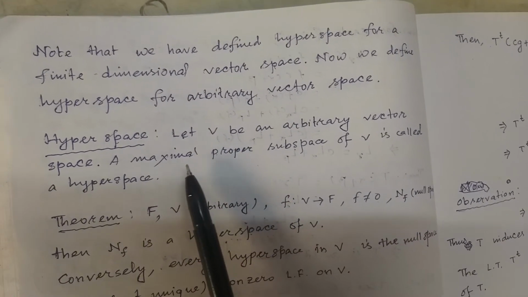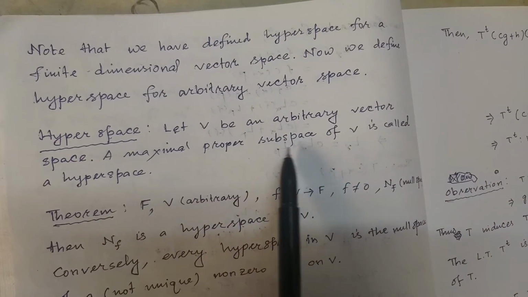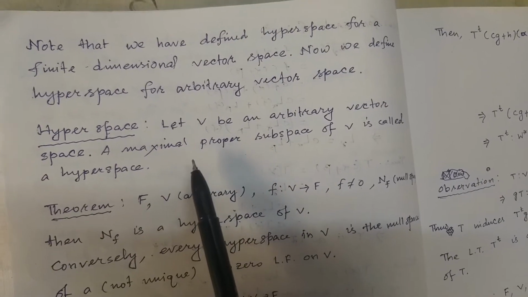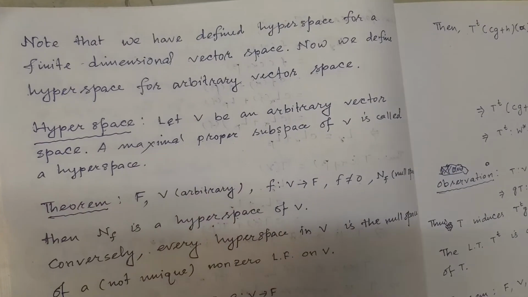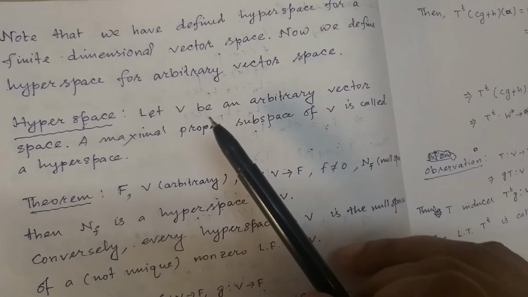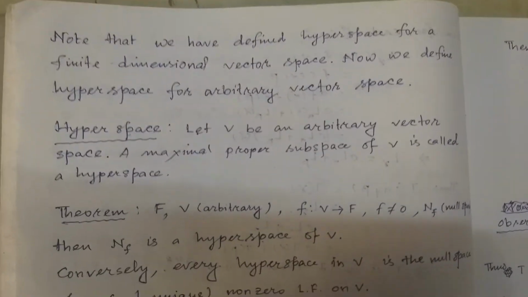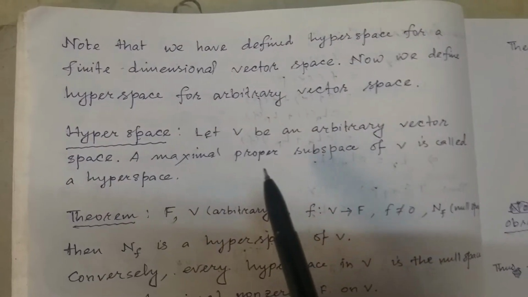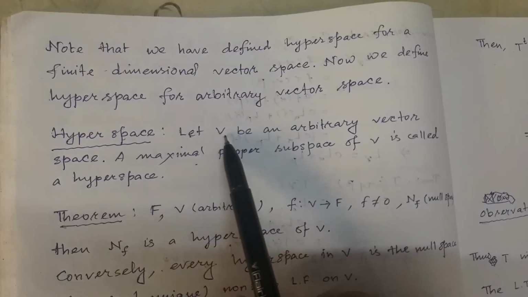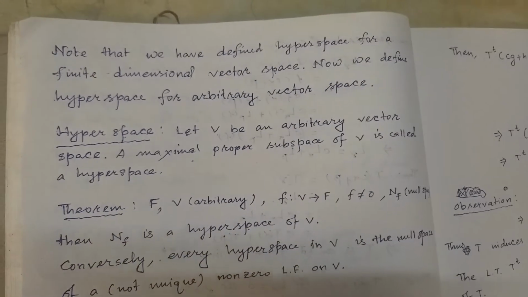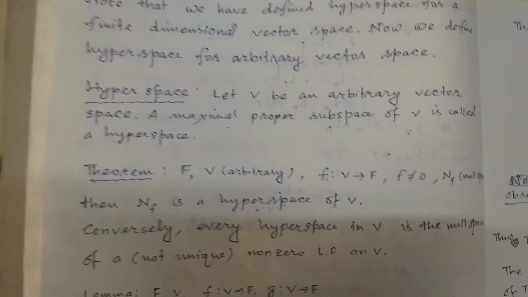That means V is a vector space. If W is a maximal proper subspace, then any other subspace Z containing W will be either equal to W or equal to V. Okay, you heard this term from maximal ideal. That means there is no subspace between this subspace and V, with respect to the subset ordering operation.